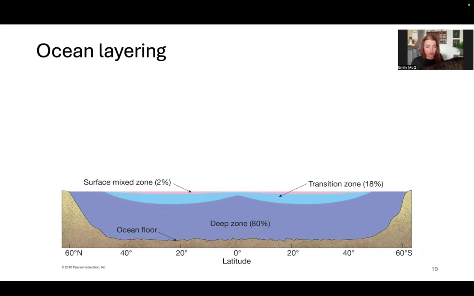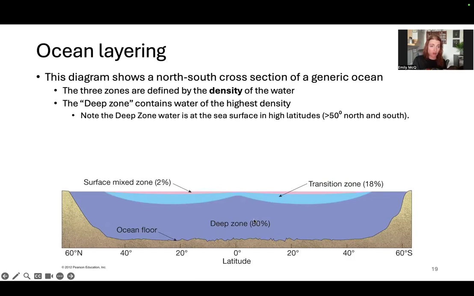This is a cross section, probably of the Atlantic Ocean, but I think it might just be a general cross section to depict, so these are our lines of latitude. This is our equator. This is 60 degrees north and 60 degrees south. This is a north-south cross section of a generic ocean. Sorry, I thought it was Atlantic. I lied to you. Of a generic ocean.